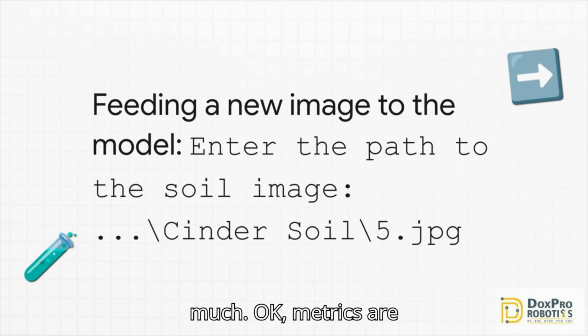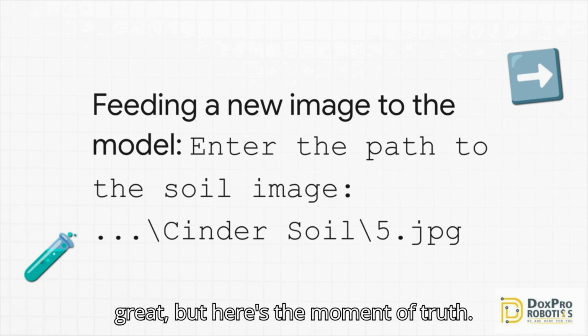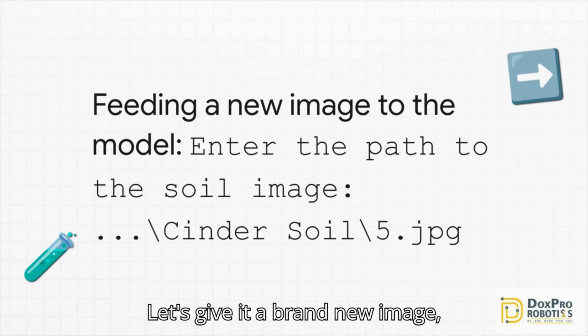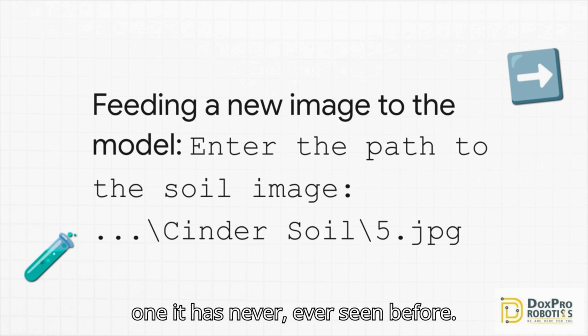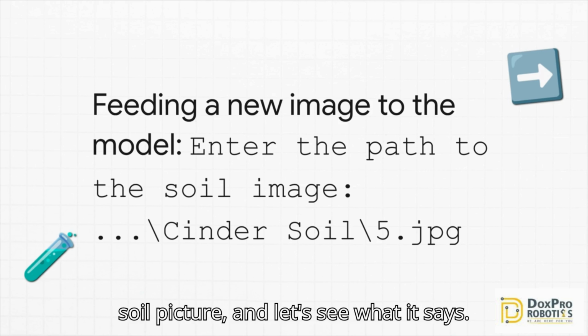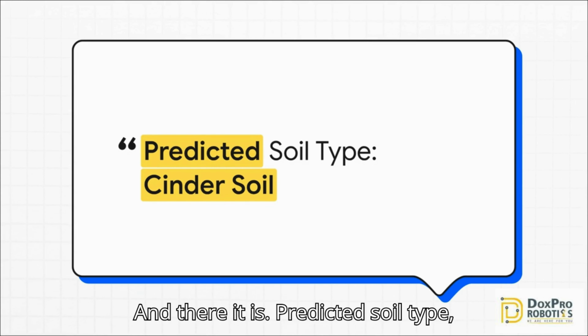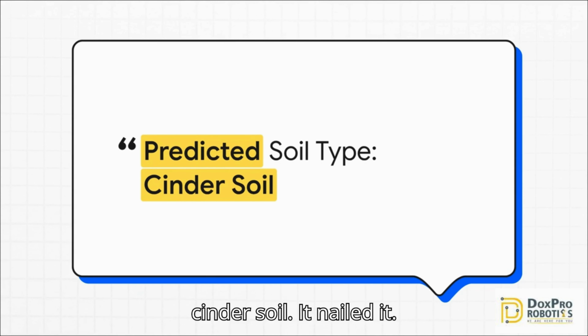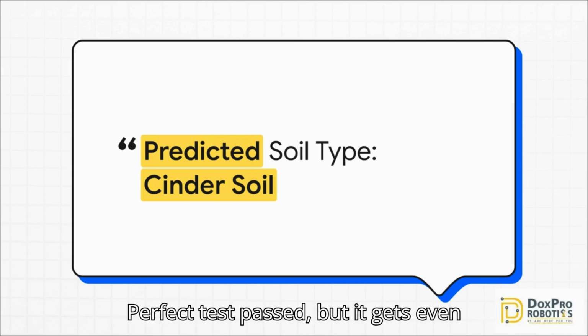Okay, metrics are great, but here's the moment of truth. Let's give it a brand new image, one it has never, ever seen before. We're feeding it the path to a cinder soil picture, and let's see what it says. And there it is. Predicted soil type, cinder soil. It nailed it. Perfect. Test passed.